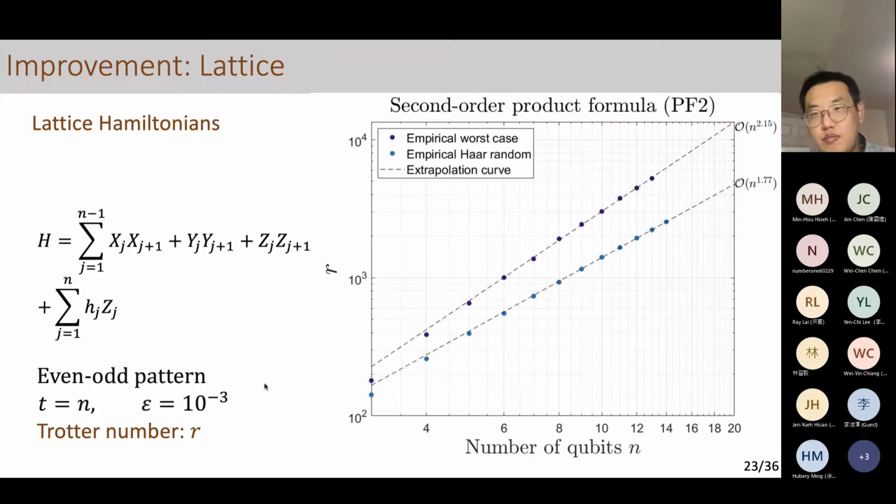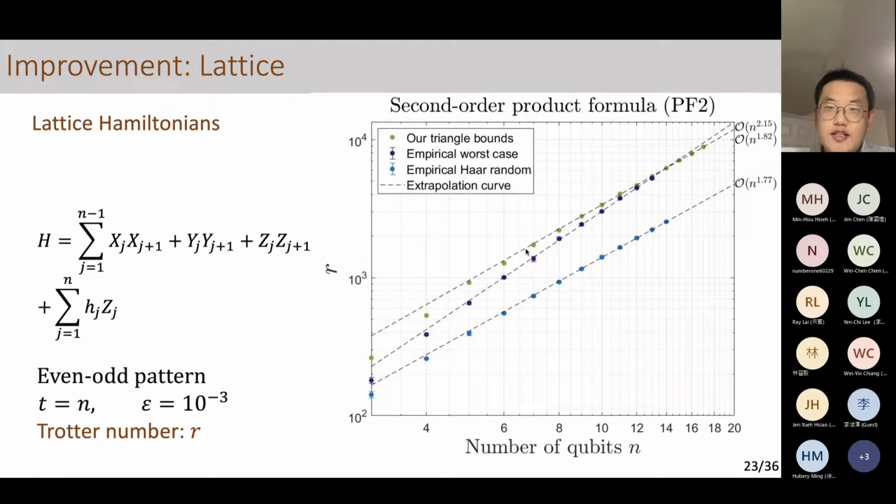In the second order product formula method, you can find that here the numerical result for the Haar random input is the blue dotted one, and the purple one is the worst case one. So they have quite different scaling. The average case is much better than the worst case. Our theoretical prediction is the green one. So the scaling could match that of the empirical result very well. This is the result for the second order product formula method.